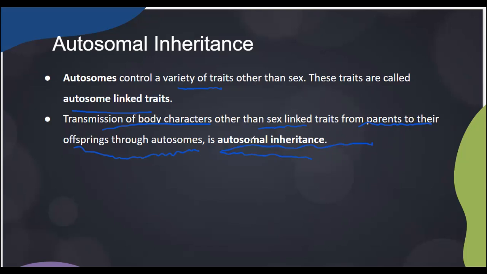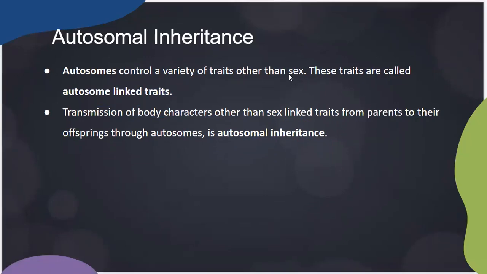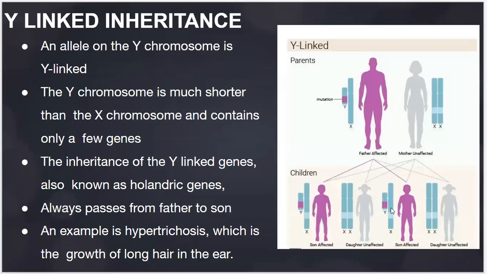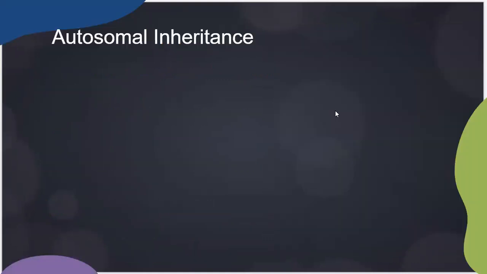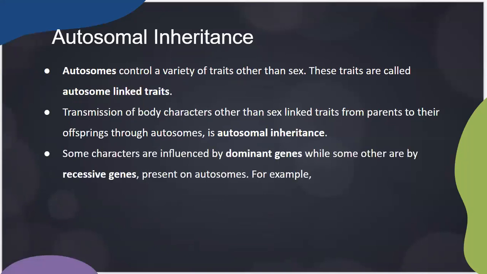In the previous slide, for example, the father had an affected gene on the Y chromosome. In that case, we were talking about Y-linked inheritance, that is sex-linked inheritance, where the son was affected because the Y chromosome was affected in the father. Similarly, in autosomes, if any of the autosomes has mutated genes and it gets transferred to the offspring, that particular trait will be expressed in the offspring. Some of the characters are influenced by dominant genes, whereas some are influenced by recessive genes.